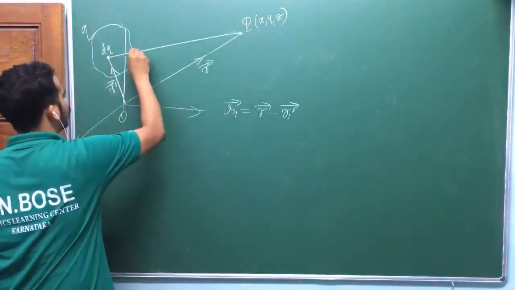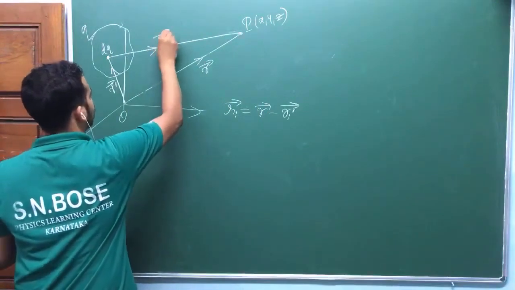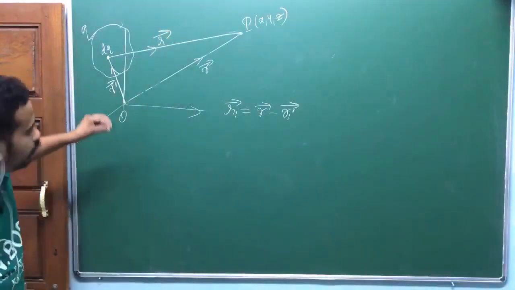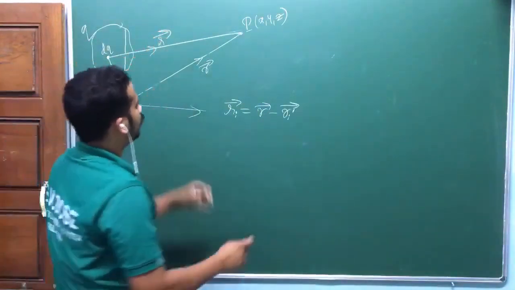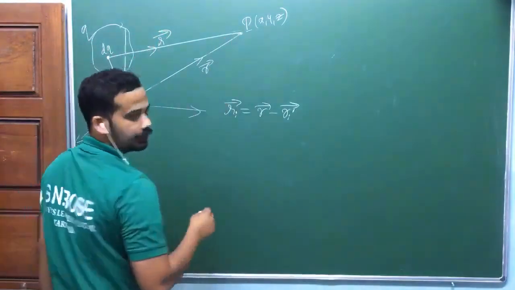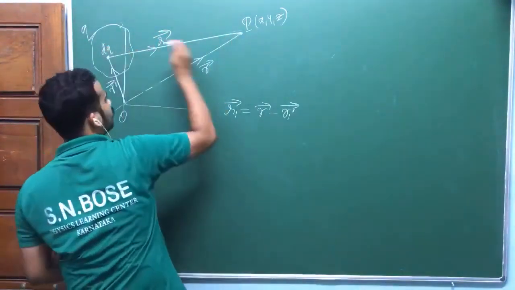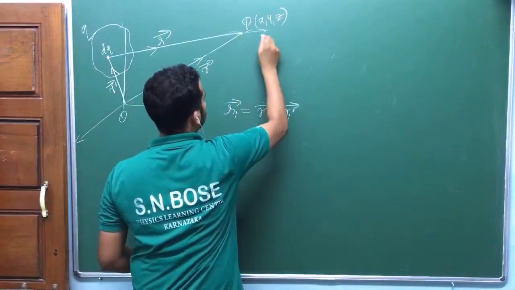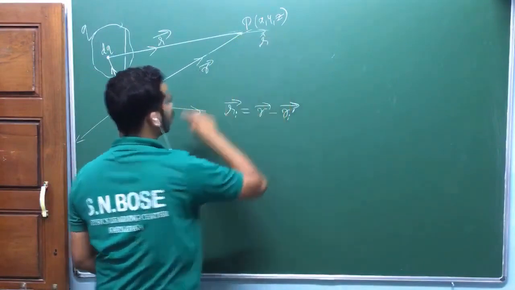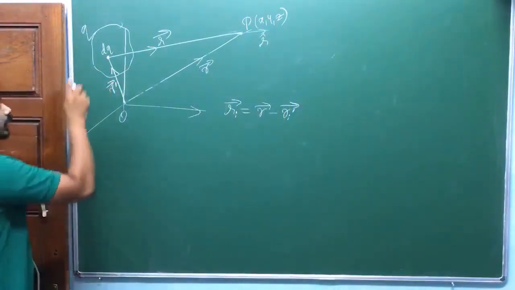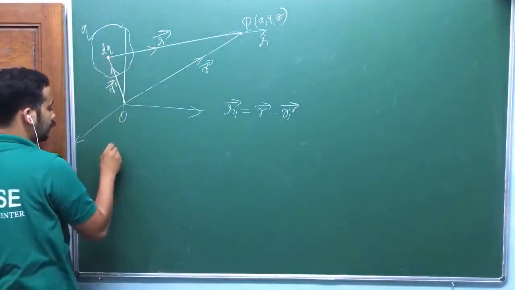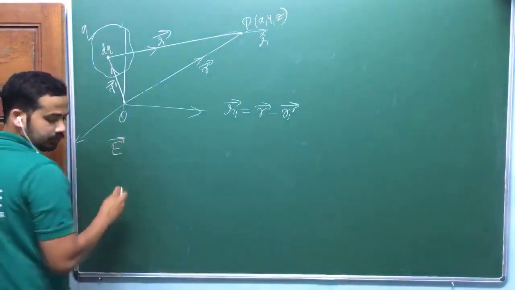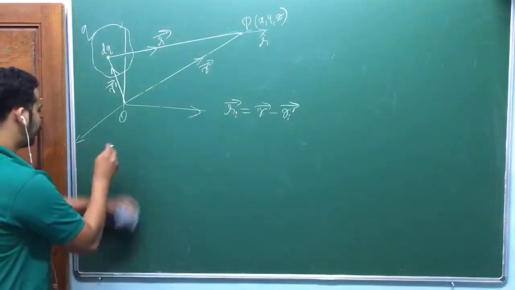Let me draw what you call this italic R vector. Is that okay? Now, due to this small amount of charge, let me define the electric field here. Due to this small amount of charge, the electric field will be usually around R cap. Am I right? Let me write that electric field due to this small charge.